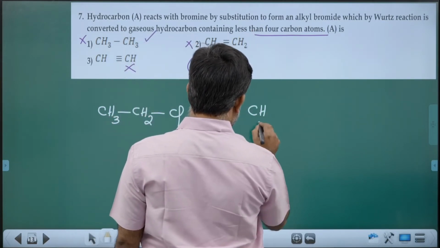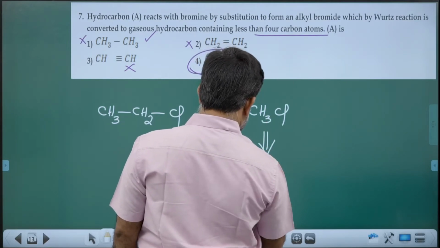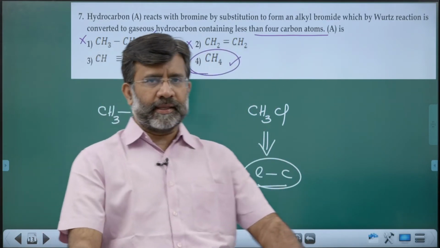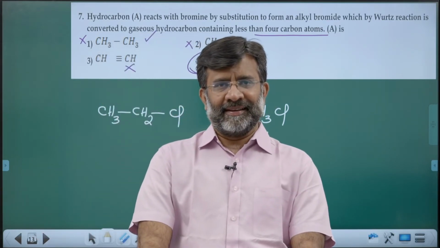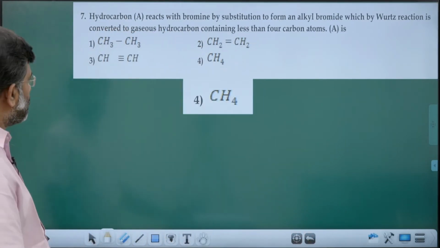So it will be option 4. Methane is converted to methyl chloride. Upon Wurtz reaction, you will get ethane, and that satisfies the condition. Fourth choice is the correct answer. Next question.